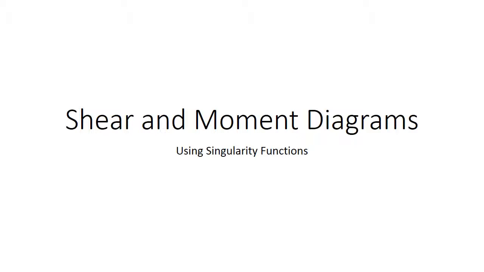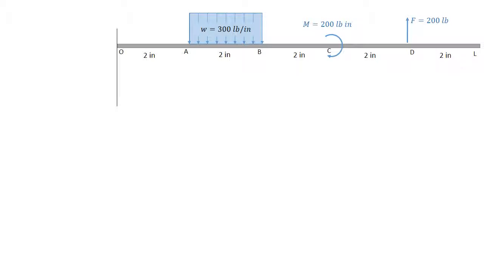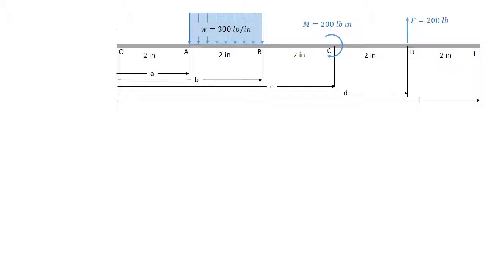Hello. In this video we're going to review shear and moment diagrams, and we're going to solve them using singularity functions. Consider a beam, cantilever support, with a uniformly distributed load, a concentrated moment, a concentrated load, located at various points along the beam. So let's call those points A through D, and then the total length of the beam we'll call L. And notice the important locations we'll call points A, B, C, etc.